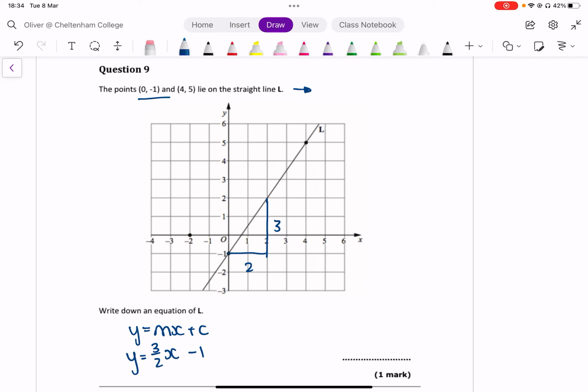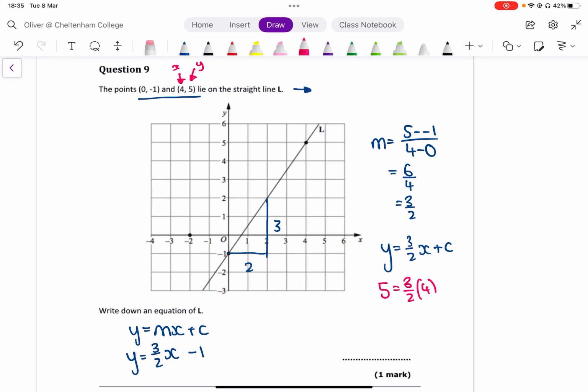If I want to do that from my coordinates, the gradient is 5 minus 1 over 4 minus 0, i.e. changing y over changing x, which is 6 over 4, which is 3 over 2. So I'd have y is 3 over 2 x plus c. Then I can sub in a coordinate, i.e. this is x, this is y. So I'd get that 5 is 3 over 2 times 4 plus c. Rearrange that and I get c is -1. So I get y is 3 over 2x minus 1.